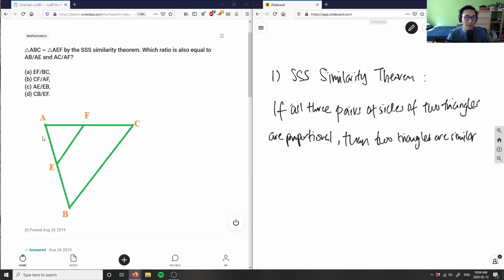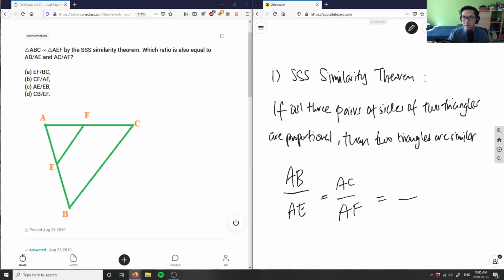So we're saying here that you can maybe think of the ratio as a half, because that's what I can visually see. Half of AB is AE, half of AC is AF, and BC is half of EF. So it's asking what ratio is also equal to AB over AE. Let me write this down first: AB over AE is equal to AC over AF, which is equal to some type of ratio.